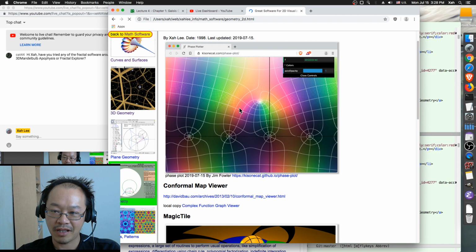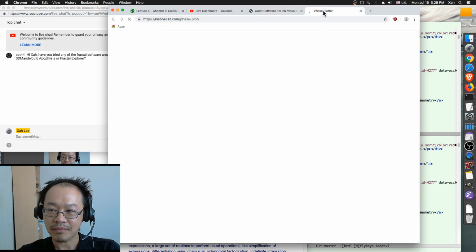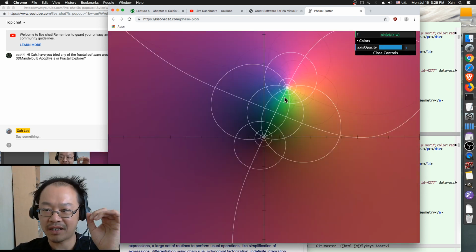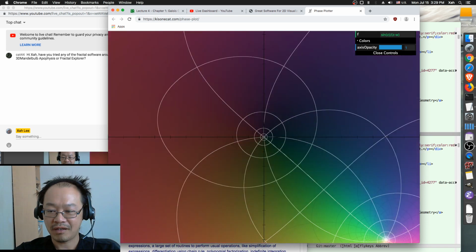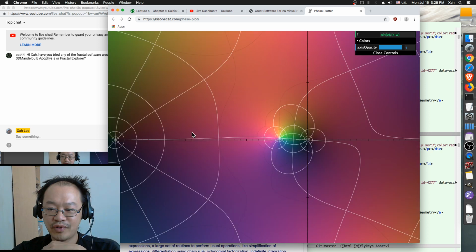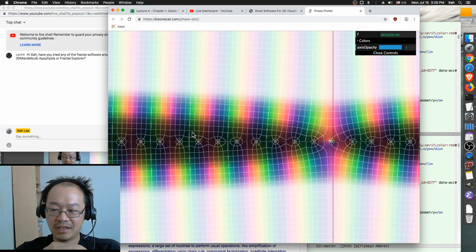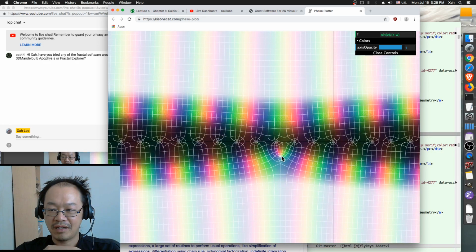So this one, for example, does phase plots, very, very fantastic. Let me show you phase plot. Most of these software programs are interactive, so it's very fun to use. You see, this is fantastic. Let me show you. You move your mouse anywhere, then you can shrink. You can see the whole thing. You see, this is a phase plot.